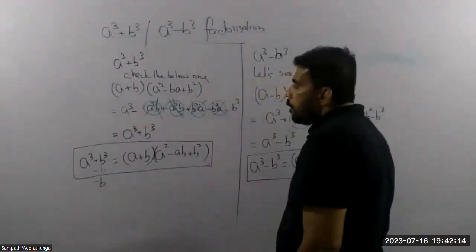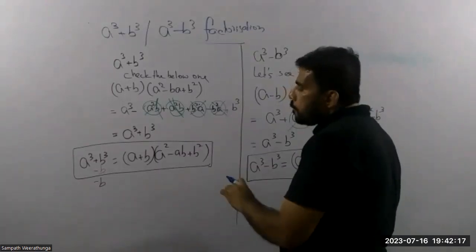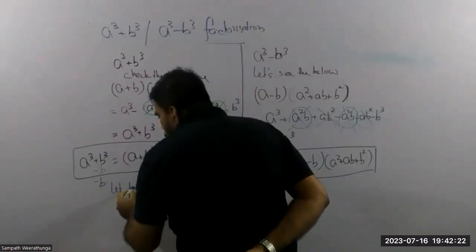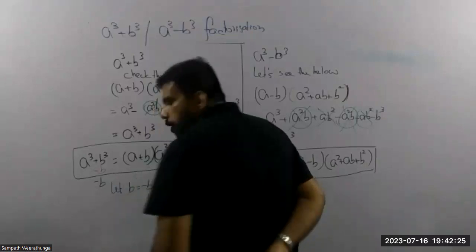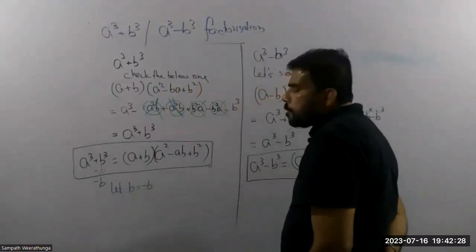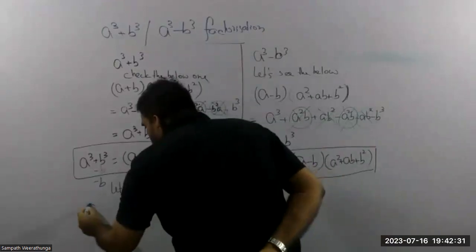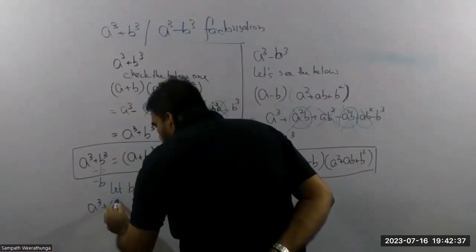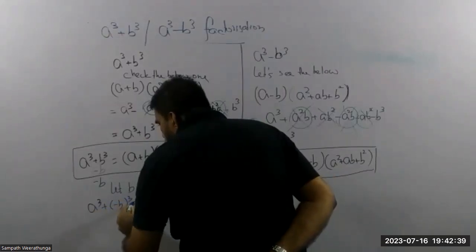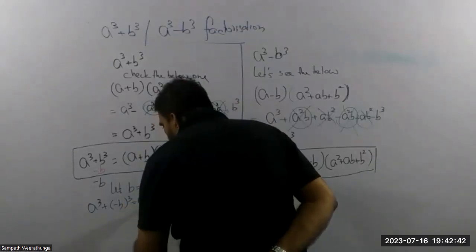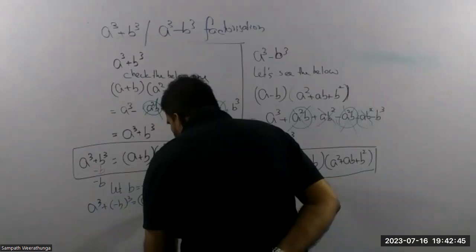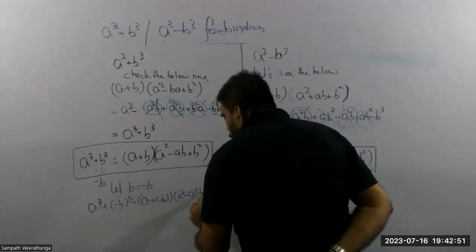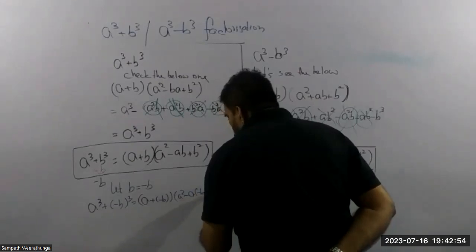Yeah, negative one. So I'll replace all b's with negative b. So let b equal negative b. All the places I'll replace b with negative b. So a cube plus minus b cube equals a plus minus b times a square minus a minus b plus minus b square.